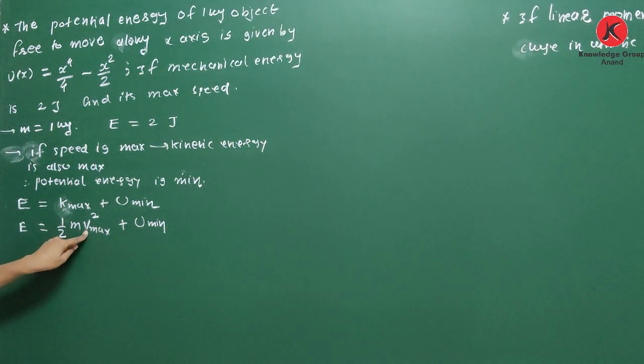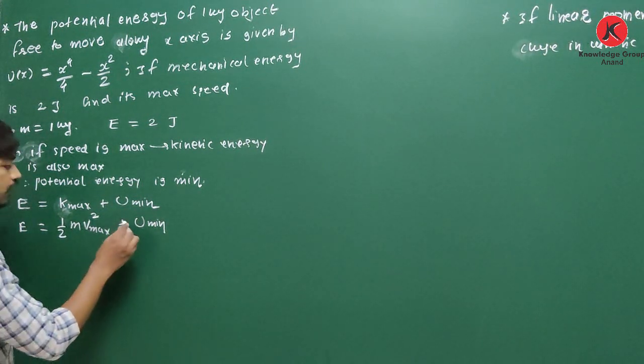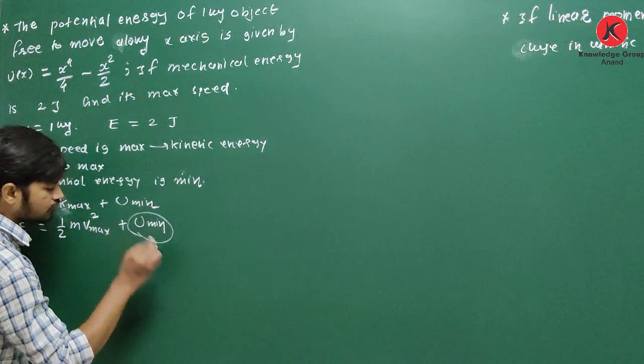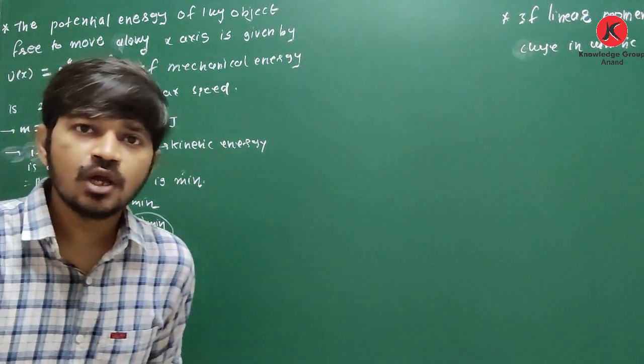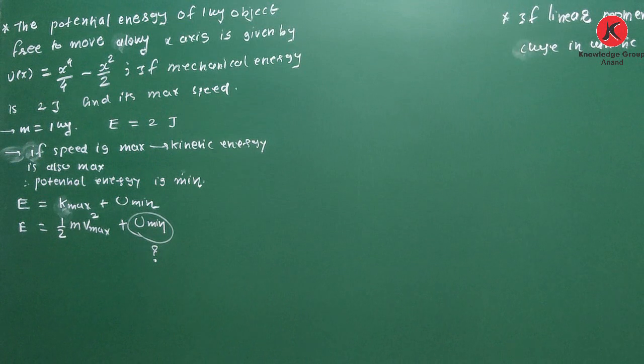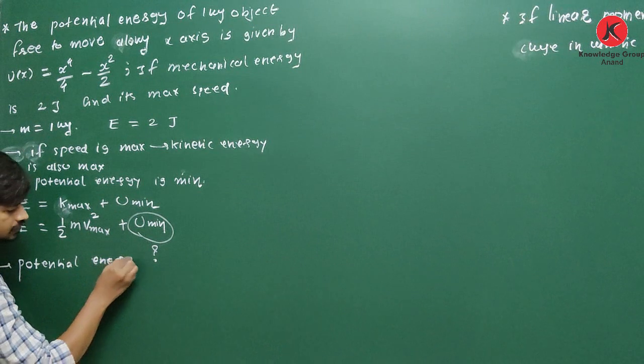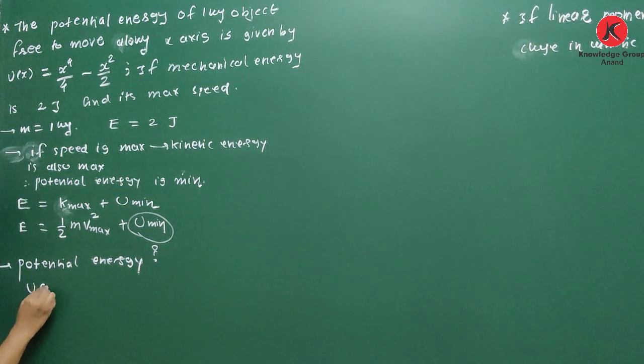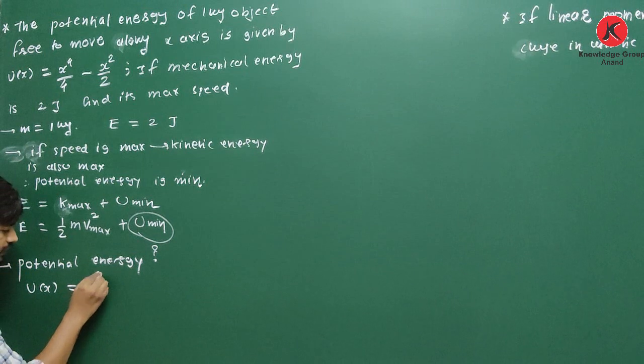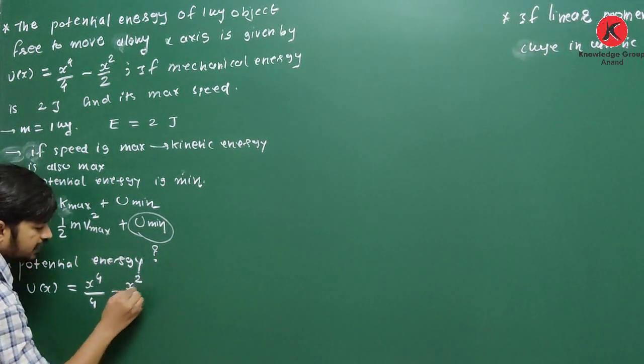To find this v maximum, mass is given, E is given. What we have to find? We have to find U minimum. What is the minimum potential energy? It is the equation of U. Ux is equal to x raised to 4 upon 4 minus x square by 2. So this is the equation of potential energy.